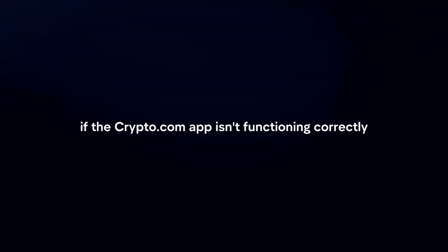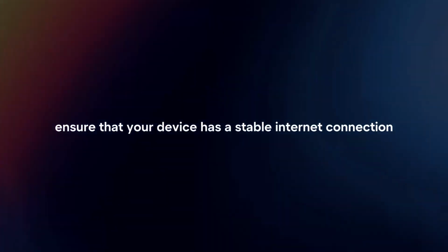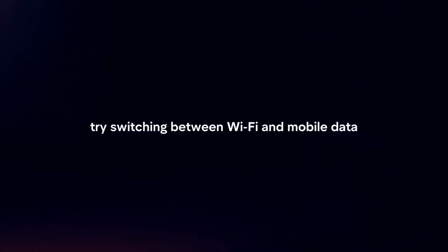If the Crypto.com app isn't functioning correctly, here are steps you can take to troubleshoot and potentially fix the issue. Check internet connection. Ensure that your device has a stable internet connection. Try switching between Wi-Fi and mobile data to see if that resolves the issue.